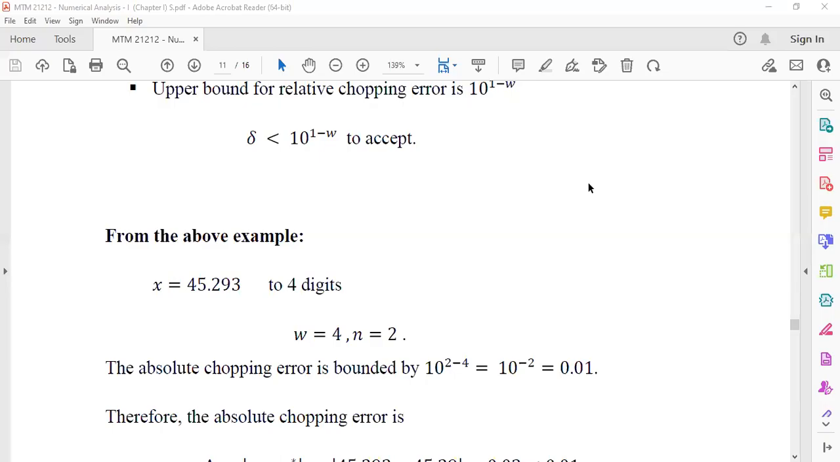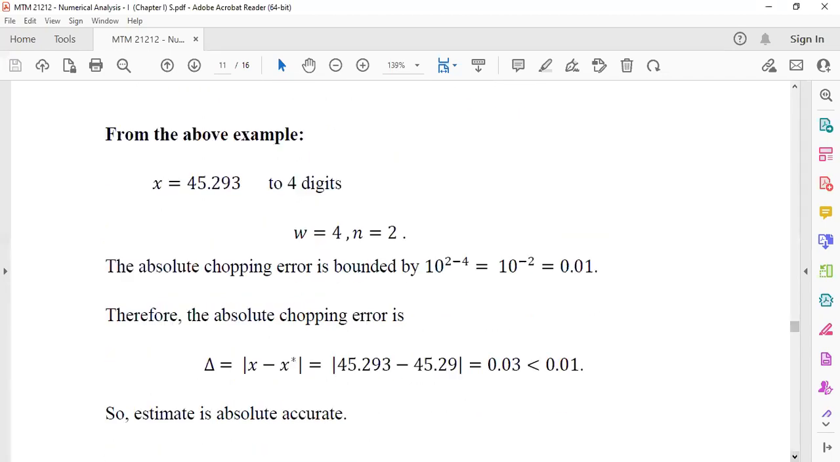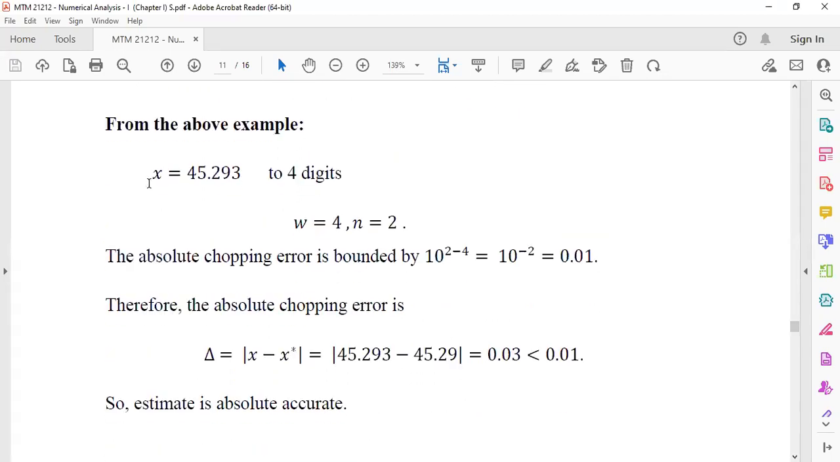In the lecture, you have to concentrate on everything. Only then can you get these examples. From the above example, say x equal to 45.293 to 4 digits. Also, you have to know w is equal to 4.